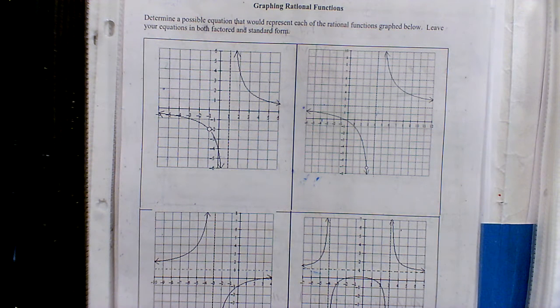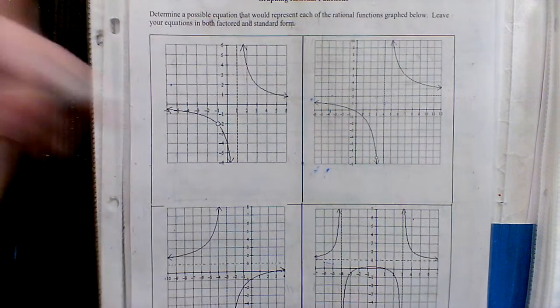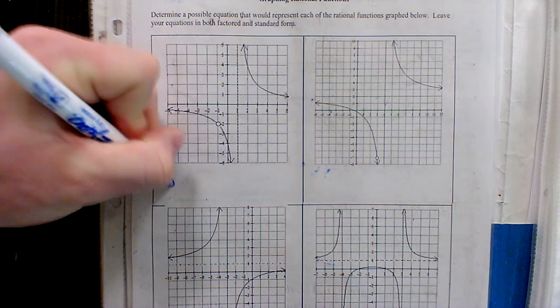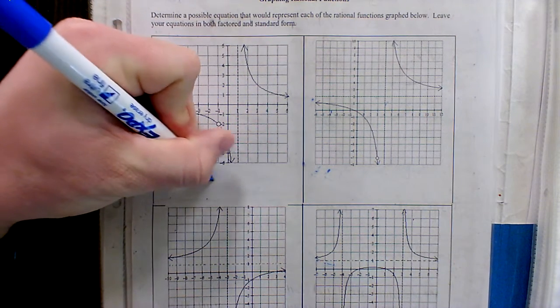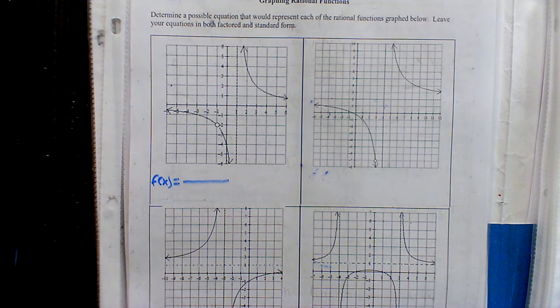It says determine a possible equation that would represent each of the rational functions graphed below. Leave your equation in both factored and standard form. So we want both. So this first one, we're going to call these f of x. We're going to try to get the factored form first, because the factored form is easier to arrive at because you need to look at all the different aspects of your graph, asymptotes, holes, zeros, y-intercepts, anything like that to create your factors. So go ahead and kind of analyze this first graph.